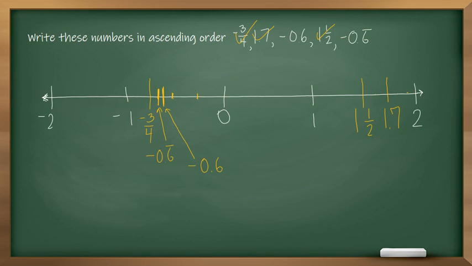That's a little bit closer to the negative 3/4, and my negative 0.6 is a little bit closer to the halfway mark. So now all that's left is to list them in ascending order. Ascending means starting with the least, going to the greatest. So I'm going to start on the left and write them out in order, going to the right. So there we go. We have negative 3/4, negative 0.6 repeating, negative 0.6, 1.5, and 1.7.